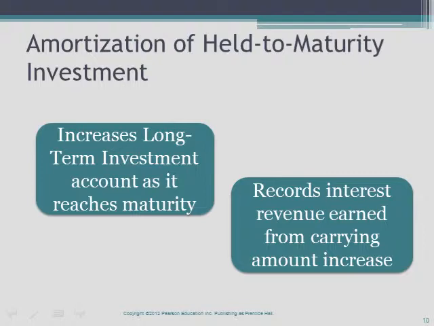This amortization entry has two effects. It increases the long-term investment account so that as it grows toward maturity, it reaches the par value of the bonds, and it records the interest revenue earned from the increase in the carrying amount of the investment.